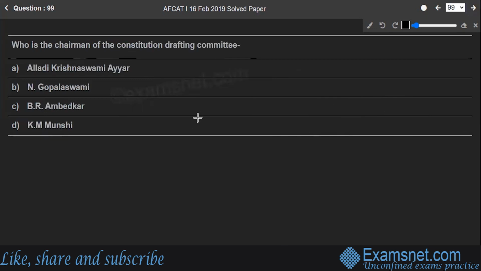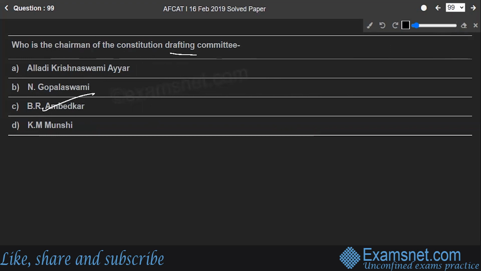So option A stands to be the answer to this question. Let's move to the next question, number 99. Who is the chairman of the Constitution Drafting Committee? Is it Alladi Krishnaswamy Iyer, N. Gopalaswamy, B.R. Ambedkar, or K.M. Munshi? Well, the answer is B.R. Ambedkar.